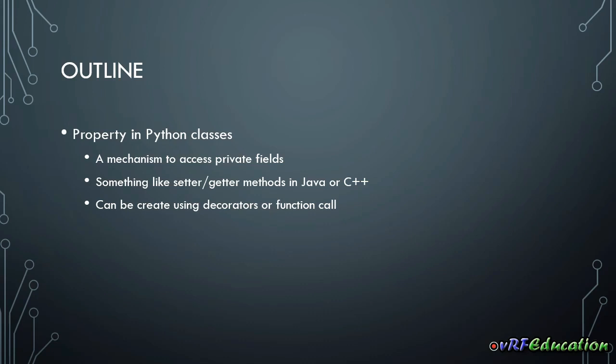Properties are something like setter and getter methods in Java or C++. You can also add those methods to your Python classes, but it's not recommended. It's recommended to use property, and this can be done using a decorator or calling a function named property. I'm going to show it in VS Code very soon. So let's go to VS Code and check how we can use property in Python classes.